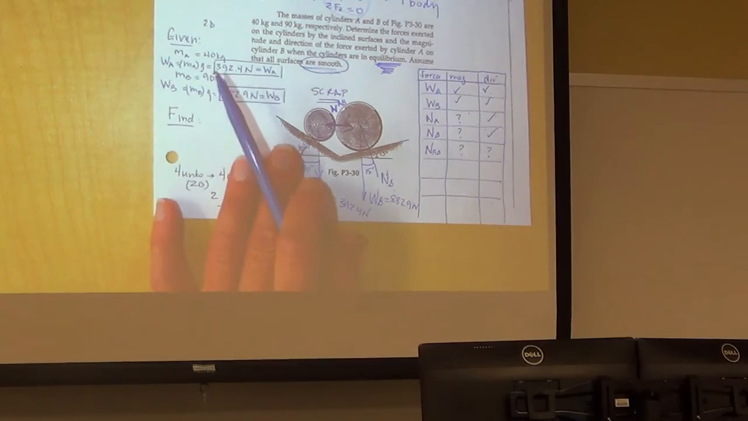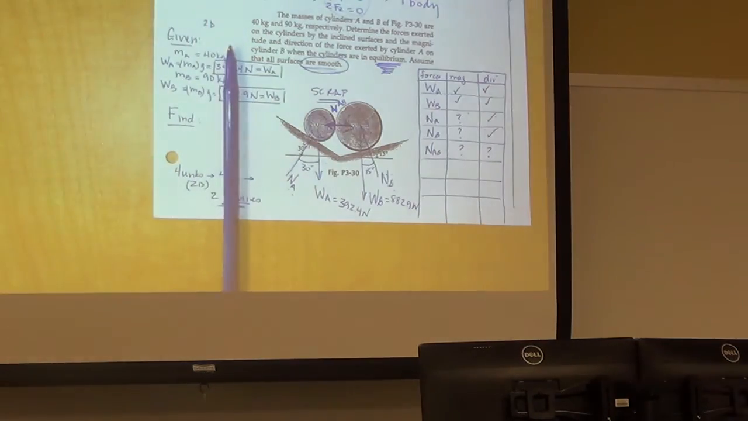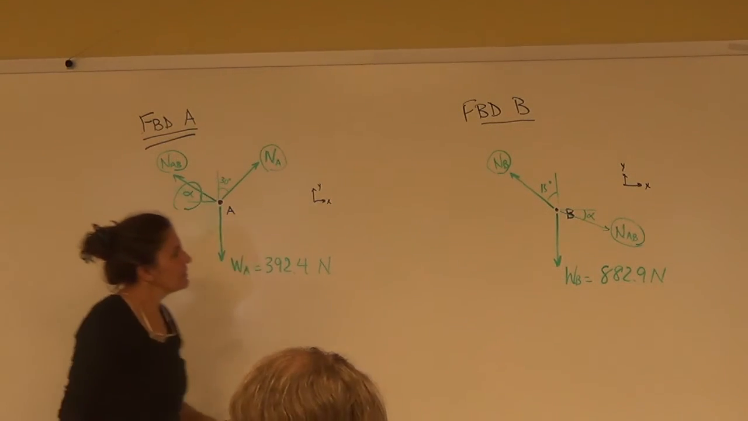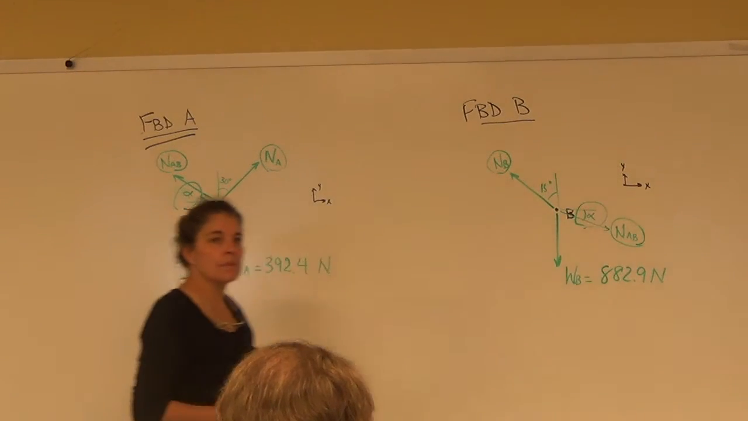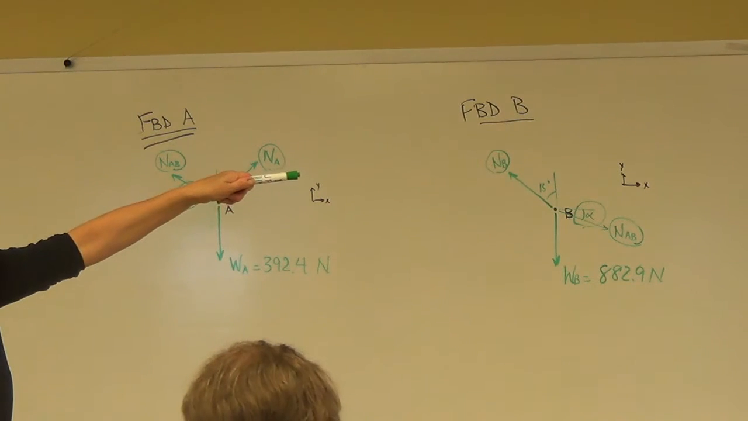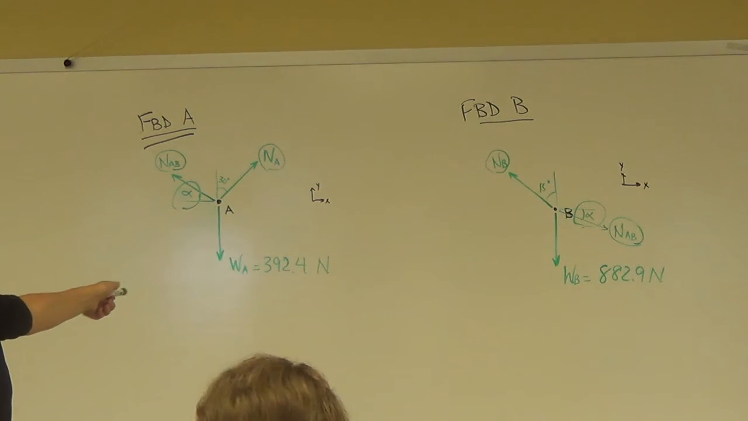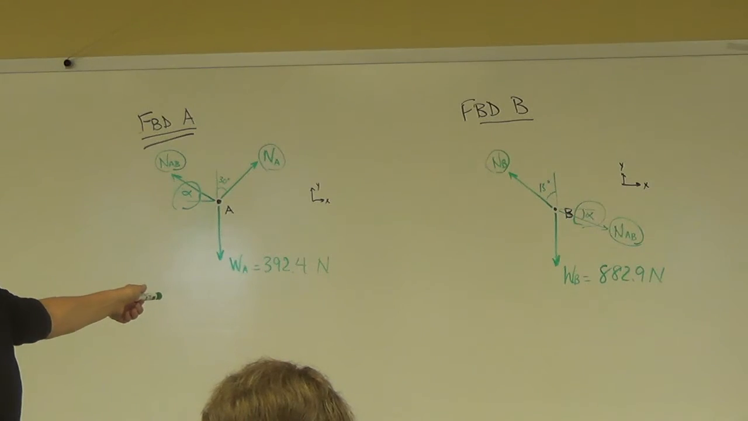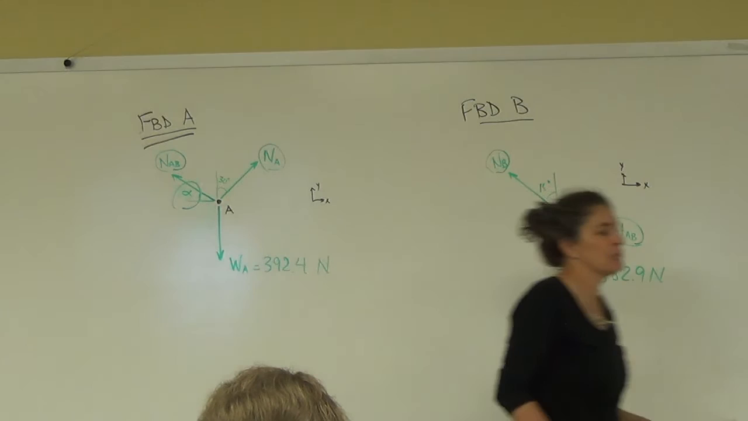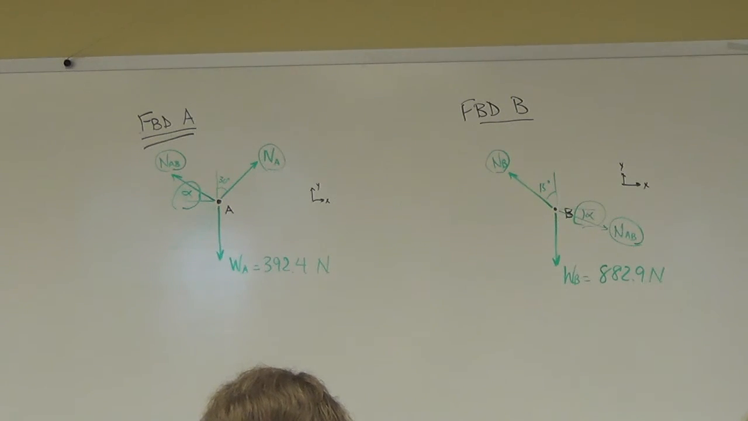Okay, so do I only have two unknowns in this picture? There's another unknown there, what is it? The angle. This is an unknown too, and so is that. So the sum total, what's the total number of unknowns I have? 4, right? Because I don't know the direction of NAB. In this free body diagram I have 3 unknowns, and in this free body diagram I have 3. Everybody good?